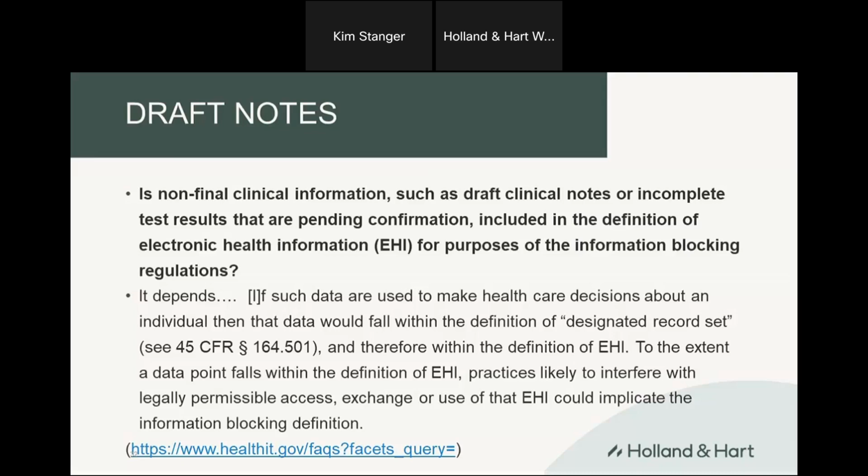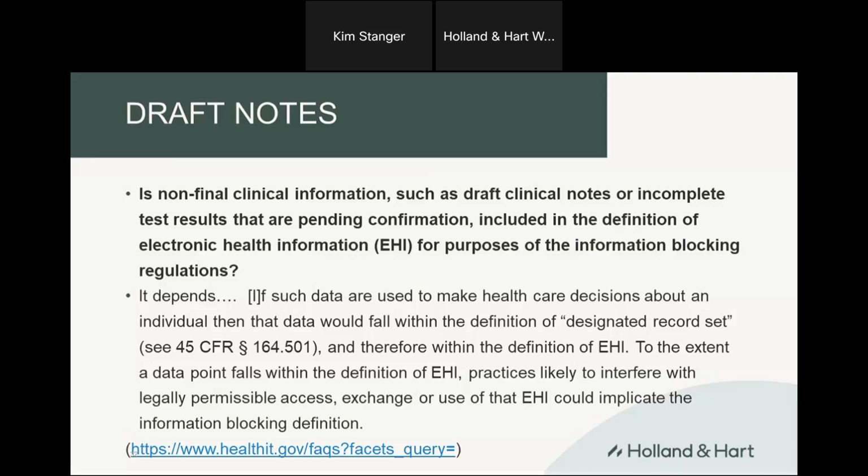The answer to that is, well, it depends. If that information is in a designated record set, so it would be used to make decisions about the patient's health care or payment for their health care, then it would be subject to the information blocking rule. Even if it hasn't been finalized, you would still have to provide access to that information.